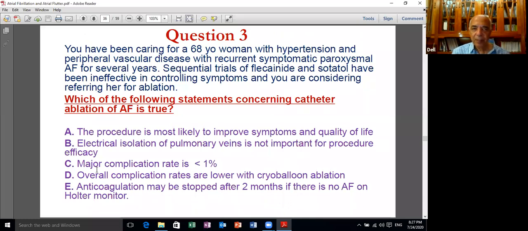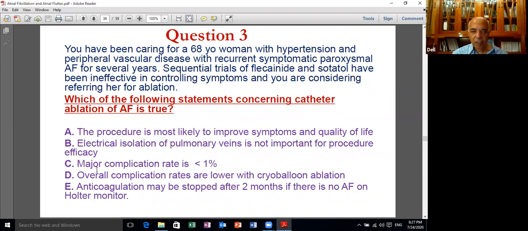Question 3. You have been caring for a 68-year-old woman with hypertension, peripheral vascular disease, with recurrent symptomatic paroxysmal atrial fibrillation for several years. Sequential trials of flecainide and sotalol have been ineffective in controlling symptoms, and you are thinking about referring her for ablation. Which of the following statements concerning ablation of atrial fibrillation is true? The procedure is most likely to improve the symptoms and quality of life.